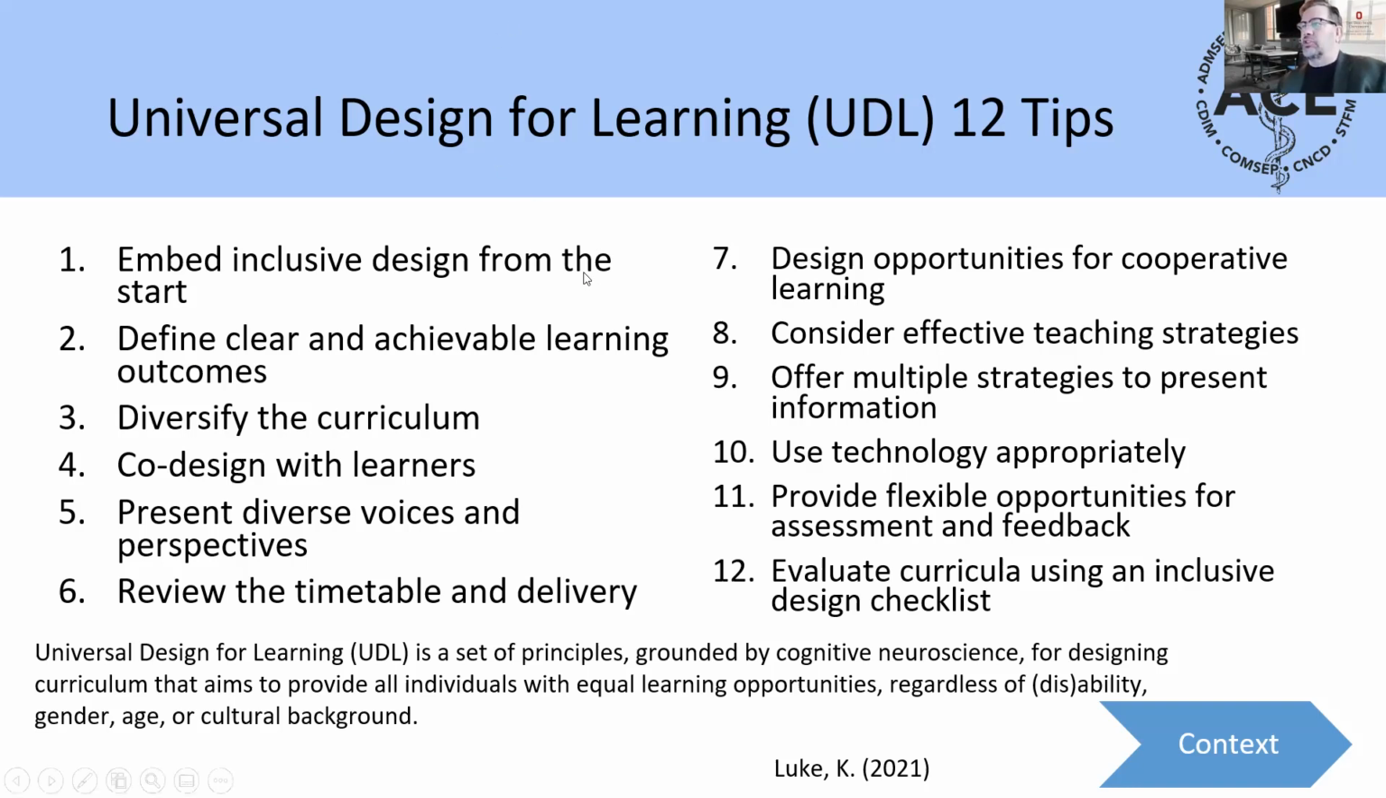And as you look at these 12 tips from Carl Luke, this is a really great article, and references are on the last couple of slides, and I'll send those to Gary to distribute. But as you look at these 12 tips, many of them are already covered in that backward design process. So if you look at number 2, it's defining clear, achievable learning outcomes. Number 11 is provide flexible opportunities for assessment and feedback. Many of them are about your teaching strategies. But I'd like to highlight 3 through 5.